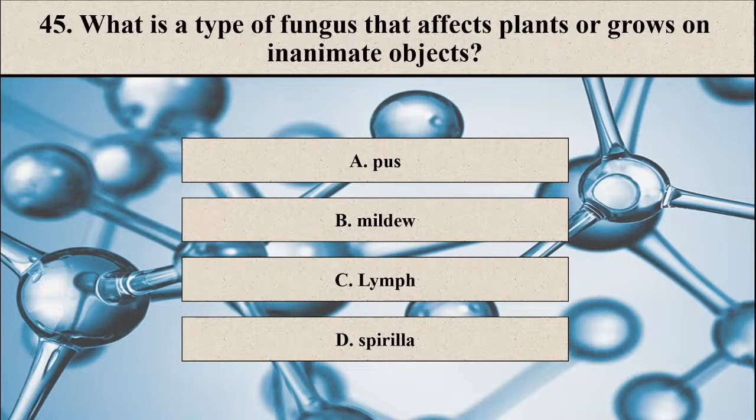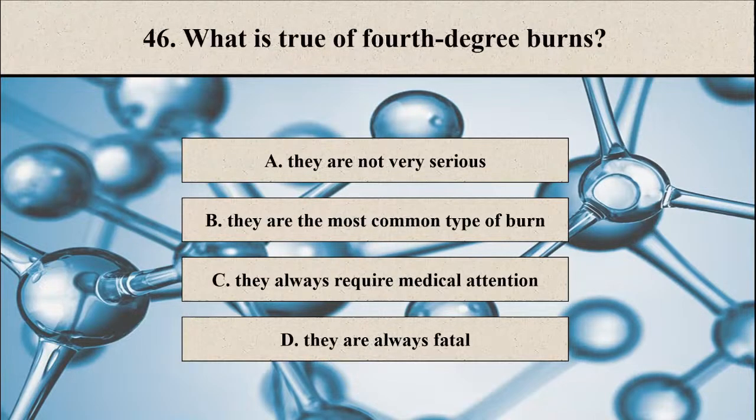What is a type of fungus that affects plants or grows on inanimate objects? Pus, mildew, lymph, spirilla. If you chose B, mildew, you are correct. What is true of fourth-degree burns? They are not very serious. They are the most common type of burn. They always require medical attention. They are always fatal.